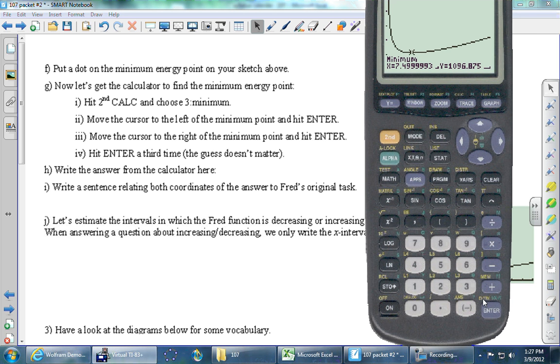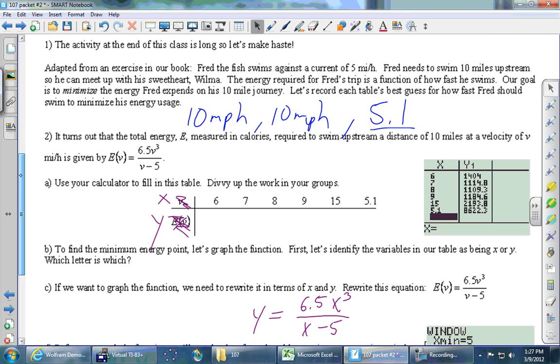X is 7.4999993. So basically, X is how much? 7.5. Right? X is 7.5. And then that 1096, that's 1096 what? That's the energy we use, the number of calories we spend. Is 1096 calories better than anything that we had in our table?